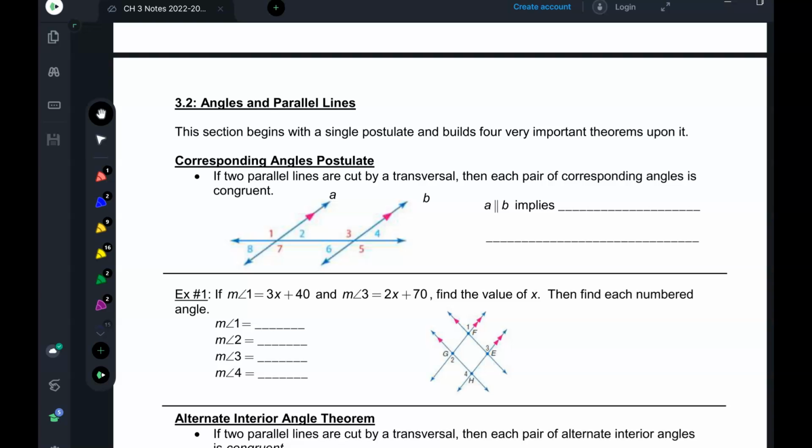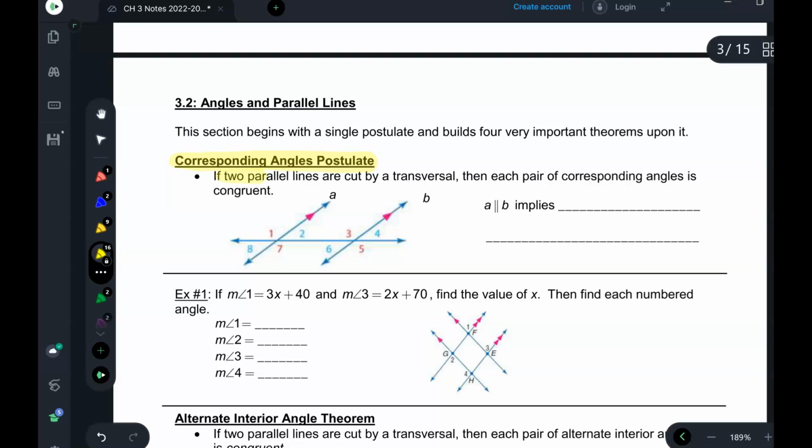Okay, so we are going to take a look at 3.2, looking at the angle relationships that we had in the previous session and what happens when there's parallel lines. So we are going to start out with a postulate, meaning something we accept as true without having to prove it. And we'll notice today all of the postulates and theorems are going to start out the exact same way.